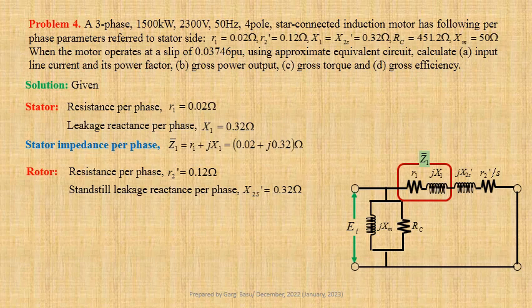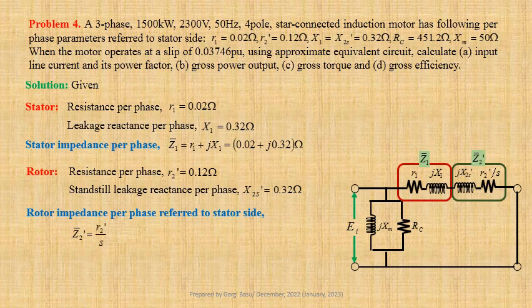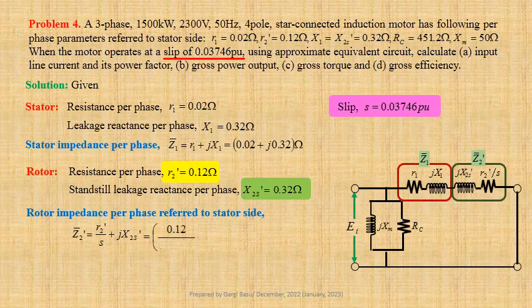For any value of slip S, expression for rotor impedance per phase referred to stator side Z2' equals R2'/S plus jX2S'. Given slip S equals 0.03746 per unit, therefore Z2' equals 0.12/0.03746 plus j times 0.32 ohm. That gives us 3.2034 plus j times 0.32 ohm.